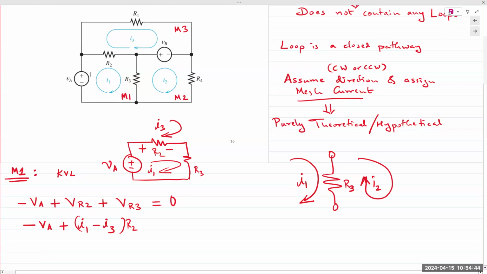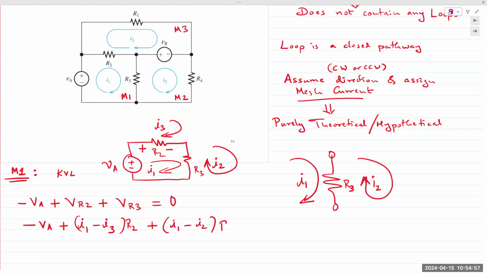Okay. So in this case, I have my expression I1 minus I3 times R2, and VR3 would be I1 minus I2 times R3 equals 0. So again, R3 is shared between 1 and 2. 1 would be positive, 2 would be negative. When we get to mesh 2, the signs will flip. So the assumptions that you make at the beginning of your analysis, you have to stick with those assumptions until the end of your analysis.